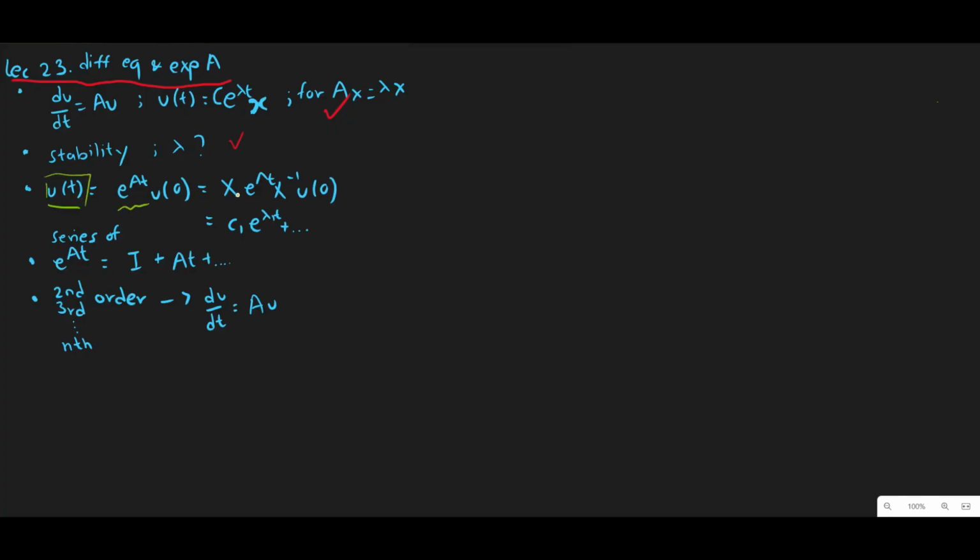These terms might look similar, but they are different. One is the power of a matrix, A to the t, and one is the power of the capital Lambda, e to the Lambda t. So let's see how we can derive this formula, how we can get from here to here, which is also one of the important things in this lecture.